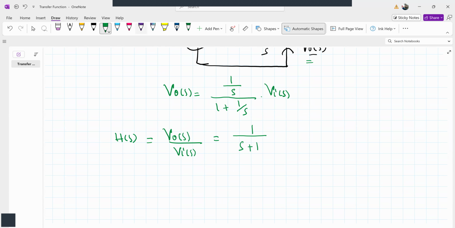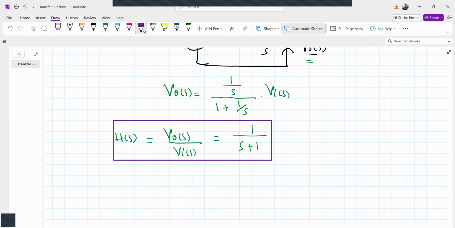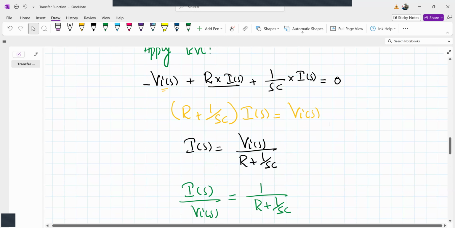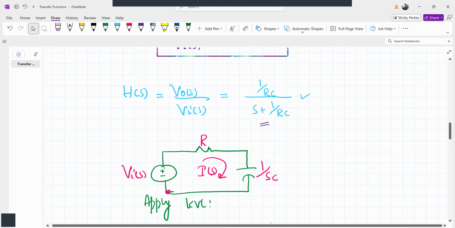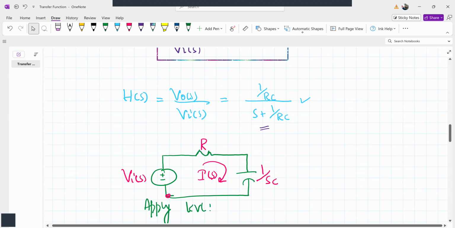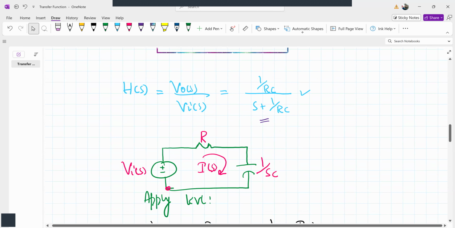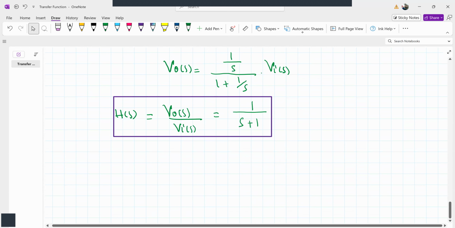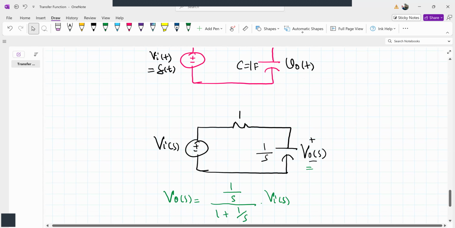The transfer function of this RC circuit is 1 divided by S plus 1, which is the same as what we obtained already here. If R and C are 1, it will be 1 divided by S plus 1. We substitute R equal to 1 and C equal to 1, and it is one and the same transfer function. So we have the transfer function now.